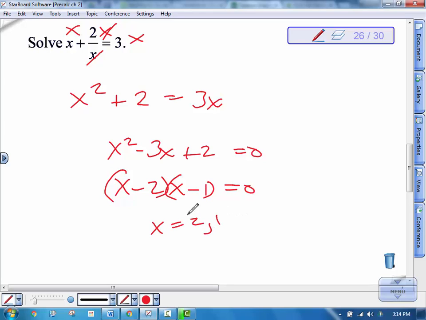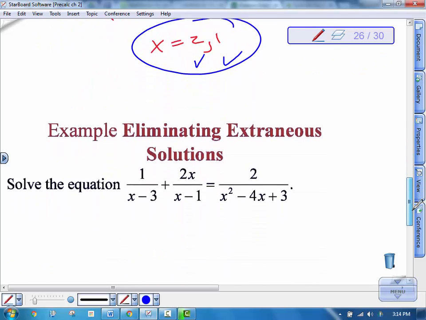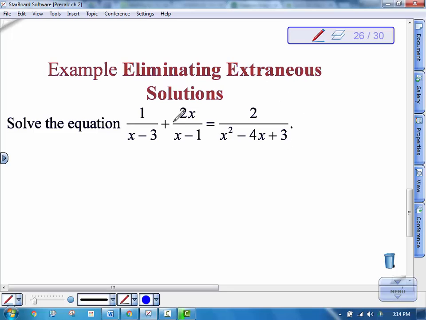Now, double check these to make sure they both work and not one of them is extraneous. So the first one, when you plug it back in, you get 2 plus 1 equals 3. That's true, so that one checks. Now try 1. When you plug in 1, you get 1 plus 2 equals 3, and that checks as well. So they're both solutions to this rational equation. All right, let's try an extraneous one. So let's try another one. This time, a little bit harder.